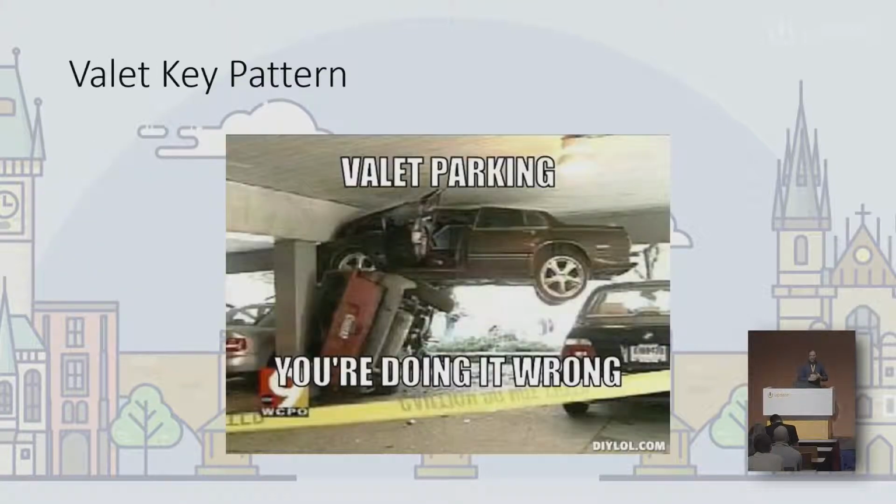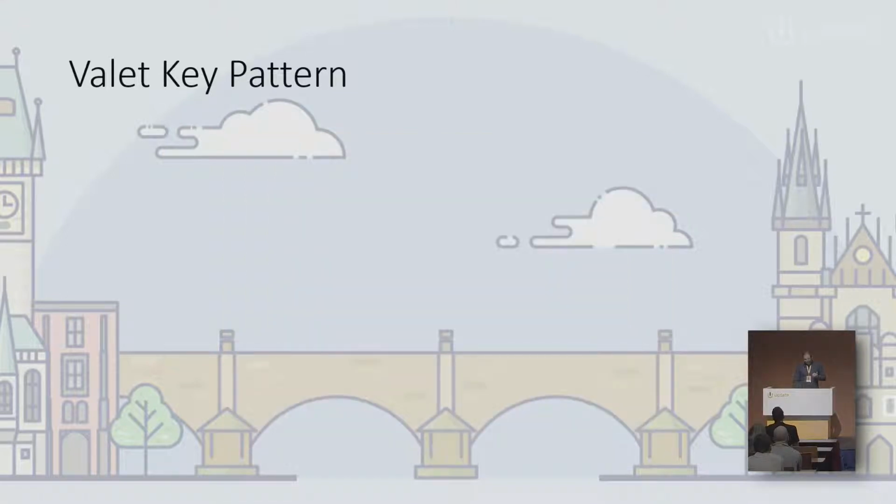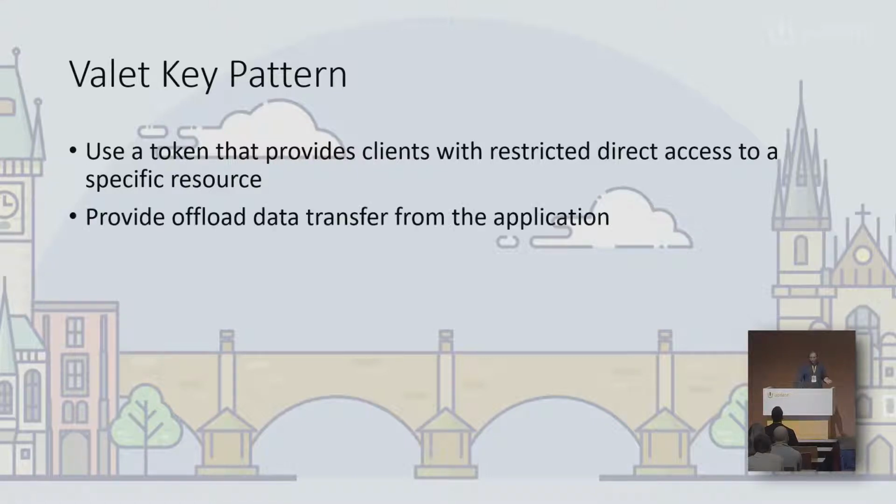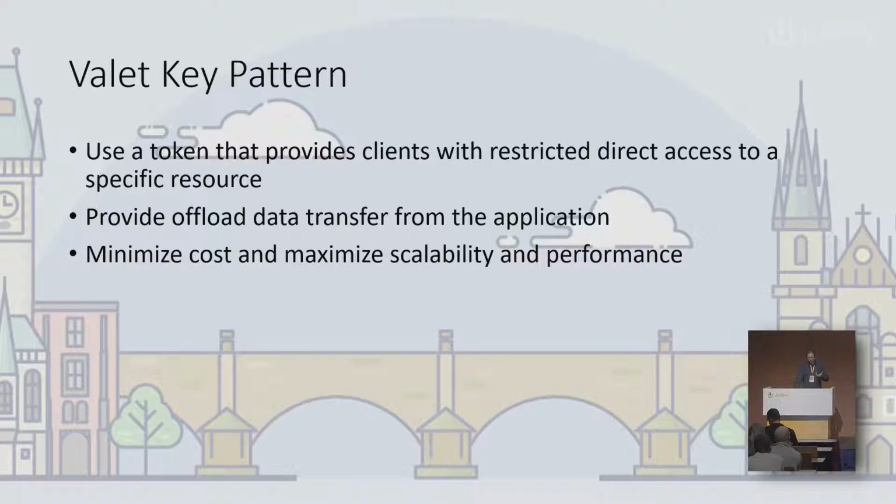Okay, that's the other pattern, the Valet Key pattern. It's a nice pattern too. Basically, you use a token to provide clients with restricted direct access to a specific resource. It offloads data from the application, with minimal cost and maximized scalability and performance.